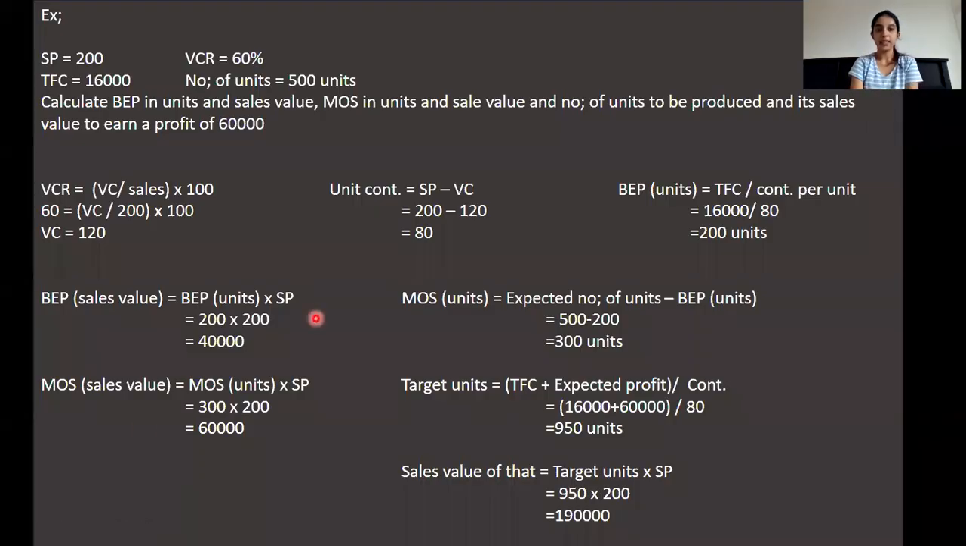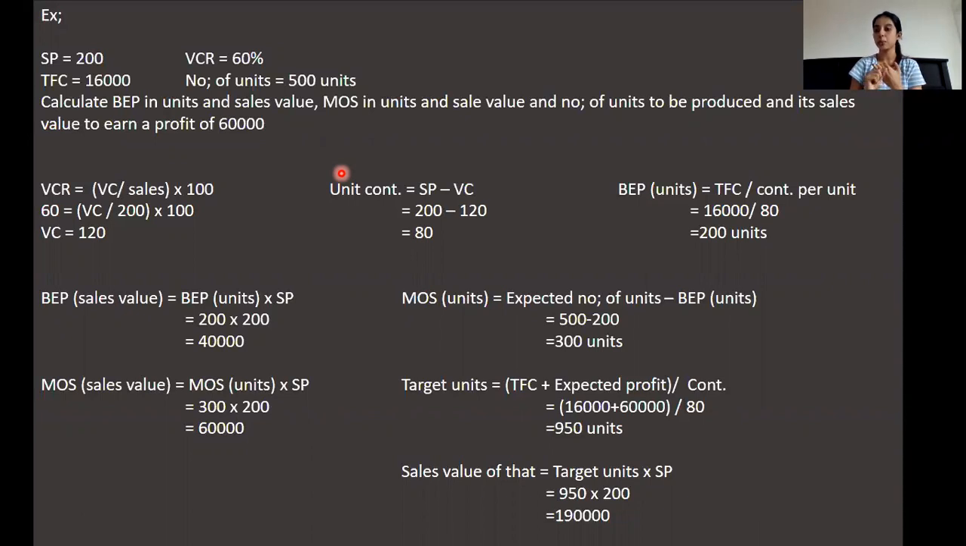Then let's have a look at this example. The selling price is 200, total fixed cost is 16,000, and the variable cost ratio, VCR, is 60%. The number of units is 500. Calculate the break-even point in units and sales value, MOS in units and sales value, and the number of units to be produced and its sales value to earn a profit of 60,000.